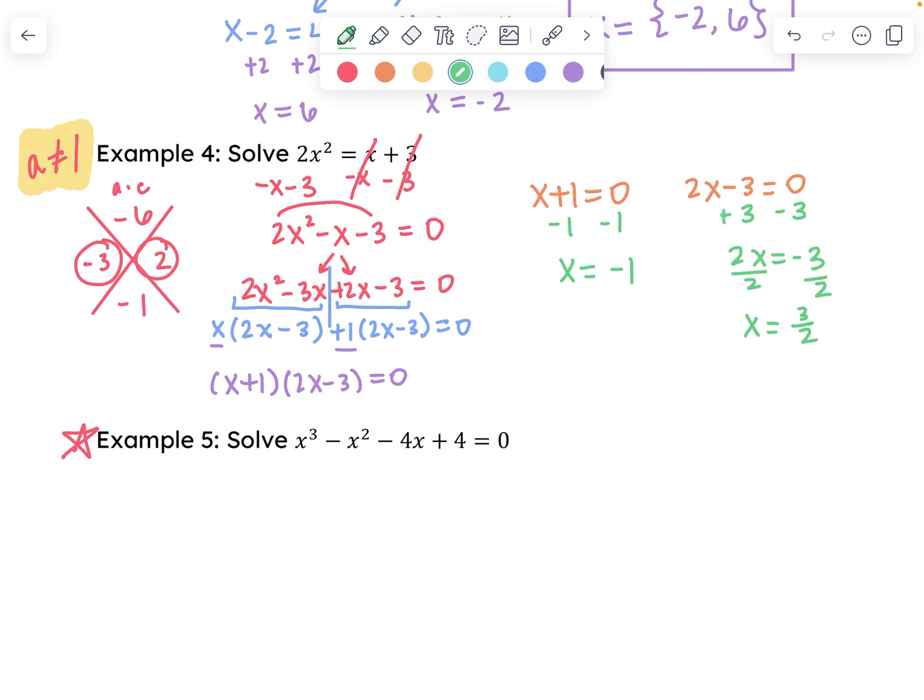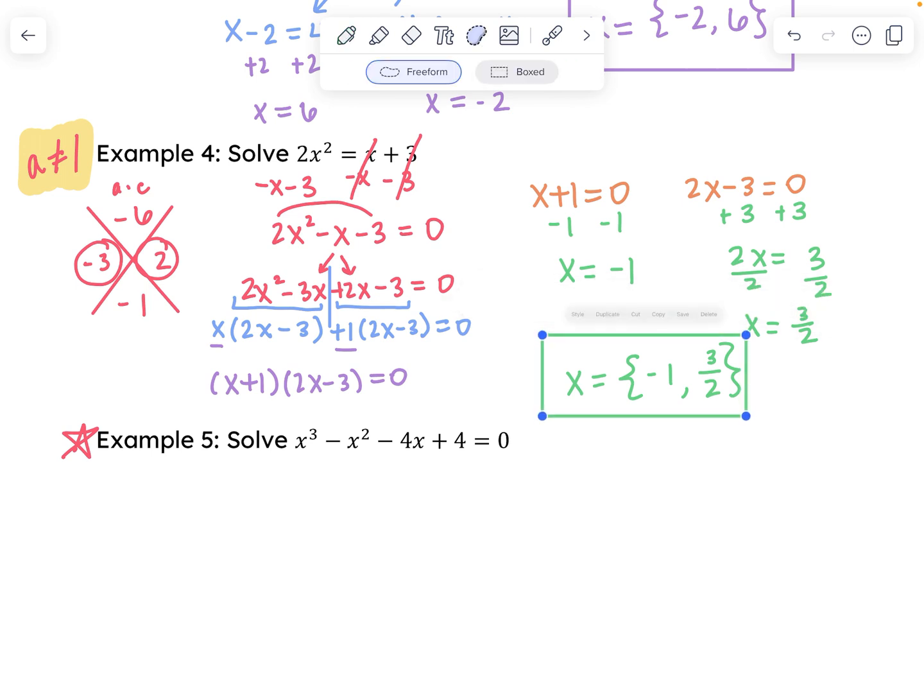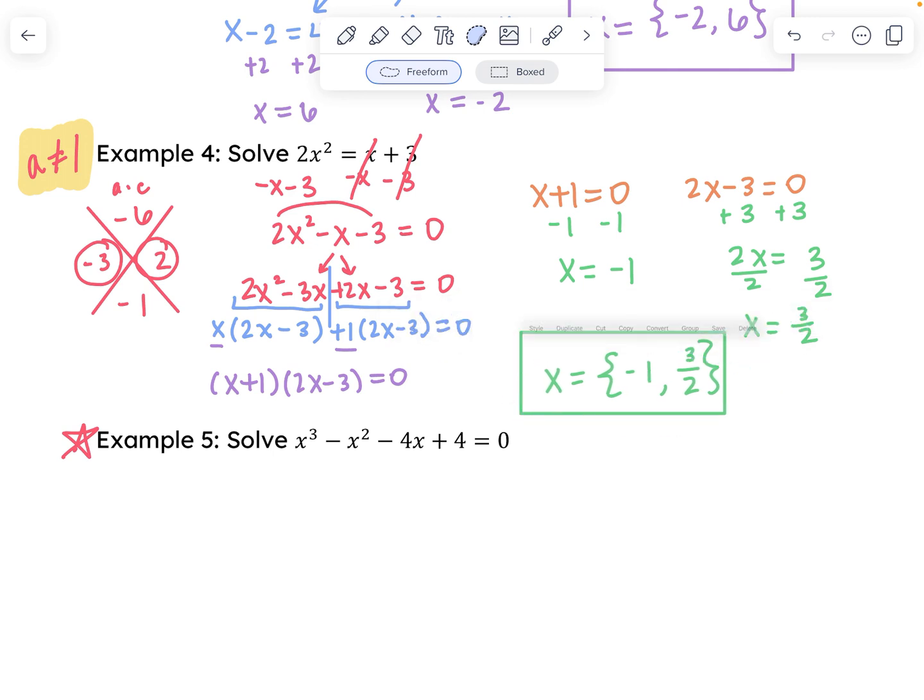I'm sorry, you add 3 right here. Wait a minute. So 3 halves. So x equals, and then curly brackets, negative 1 and 3 halves. That would be my two answers. Ooh, I tell you guys in class all the time to be careful with your signs, and then I do the same thing right there. Make sure you be careful with your signs. If I have 2x minus 3, I've got to add 3 to both sides.